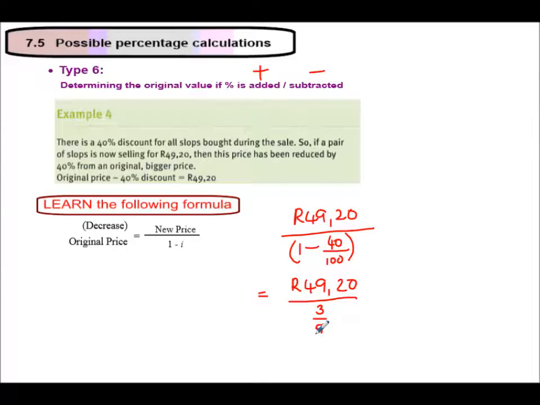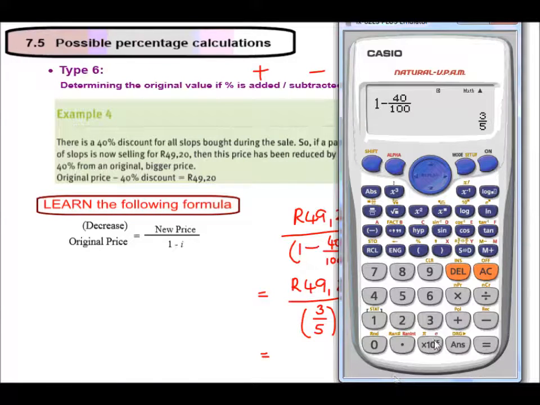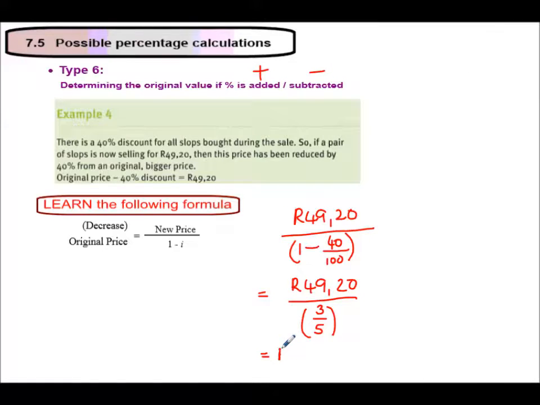And because we're using the scientific calculator, don't let that awful fraction surprise you. Remember this is in temporary memory, so what I can do is say R49.20 divided by, this line here means divided by, the answer that I got, and it would be R82. So the slops cost R82.